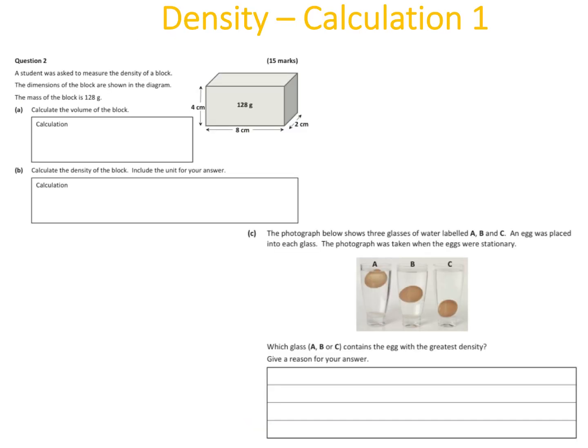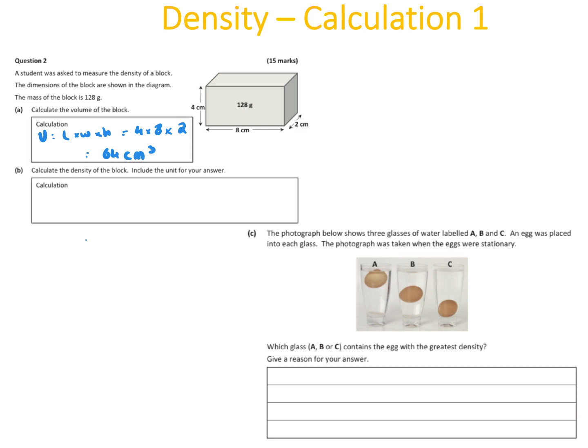Okay, so we're going to combine all of that now to try and complete a question here. A student was asked to measure the density of a block. The dimensions of the block are shown in the diagram. The mass of the block is 128 grams. Calculate the volume of the block. So the volume is the length by the width by the height. So we're going to fill that in now. We have 4 by 8 by 2, which is going to give us 64 centimetres cubed. Okay, so that's the volume calculated.